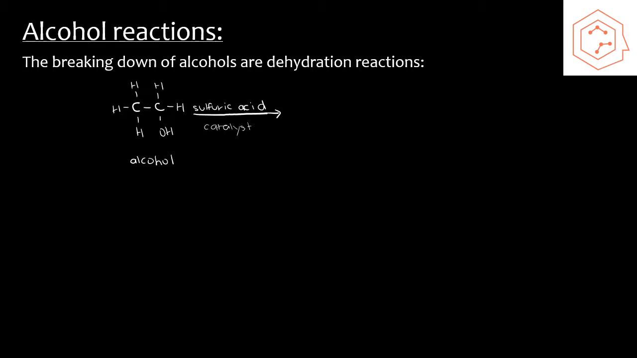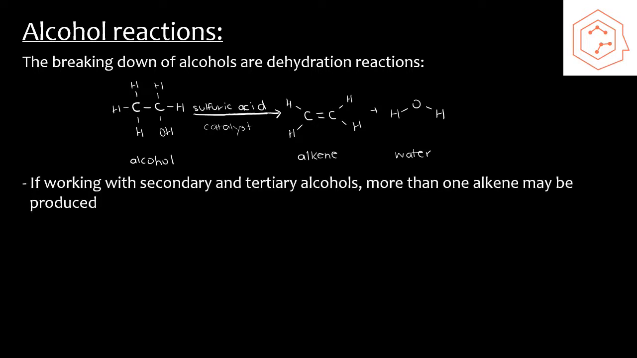So, this reaction will produce an alkene and a water molecule. Now, if we're working with secondary and tertiary alcohols, it is possible that we could also produce more than one alkene, but we're not going to focus on that in this course.